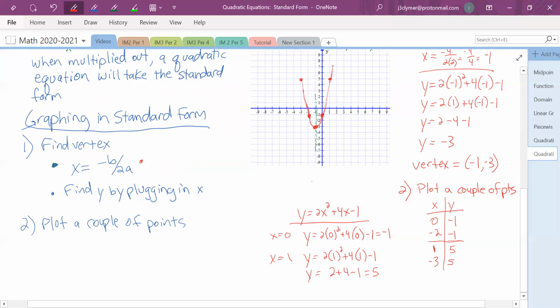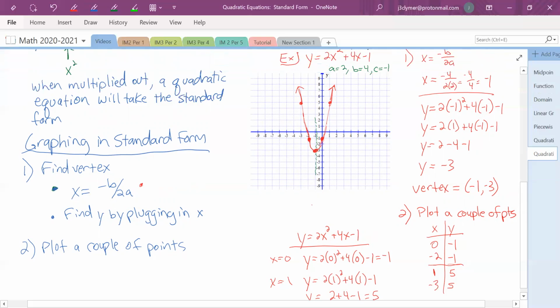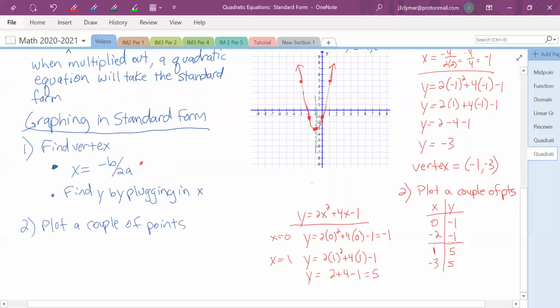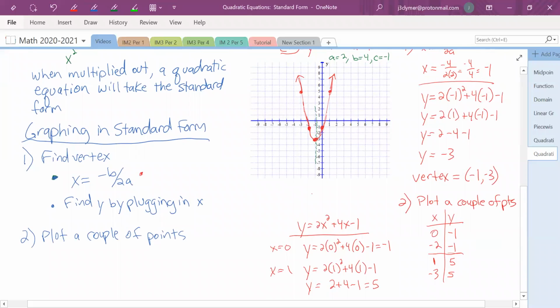The more accurate you want to be, the more points you can plot. But you get the idea, the process of creating a graph from a parabola is based on A, find the vertex, and B, plot points. So that's basically how you do it. And so go ahead and write a 2 or 3 sentence summary.